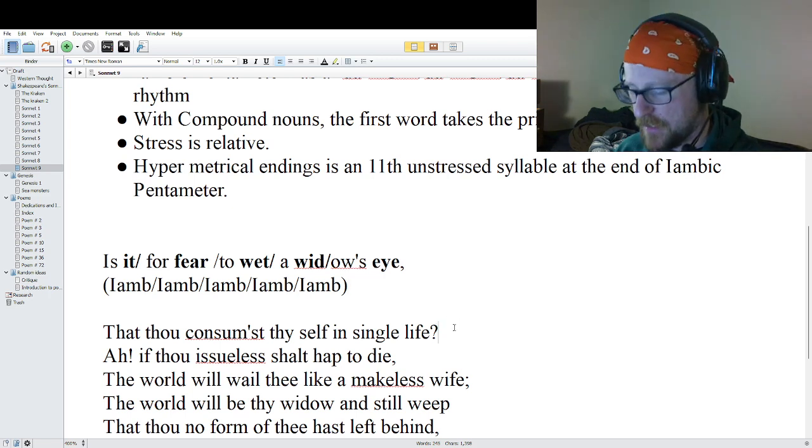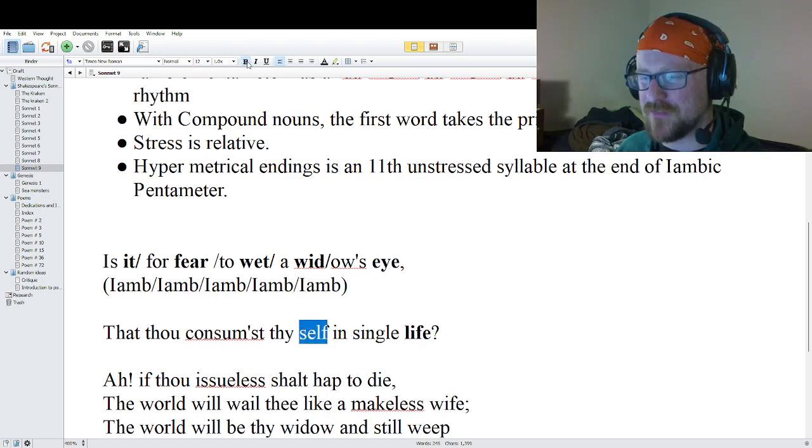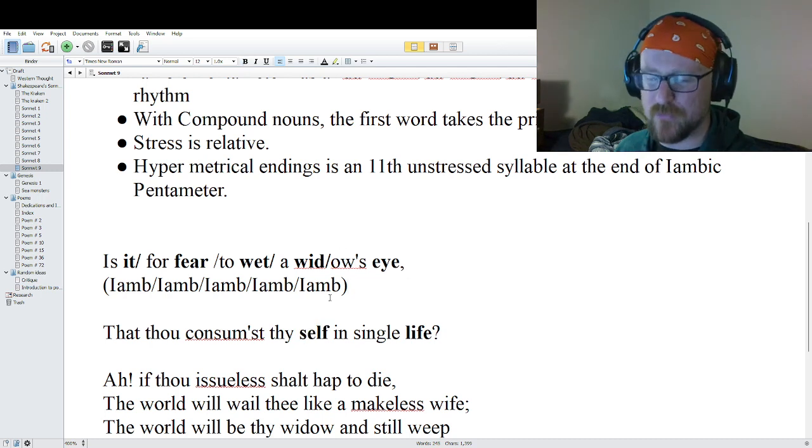Now we got the next line: that thou consumest thyself in single life. So we have to ask ourselves, okay, step one, do we have any important monosyllable words? Well, we have life. And we have self, though sometimes self's a little dubious, as we've seen in some poems. But in this, we can do it.